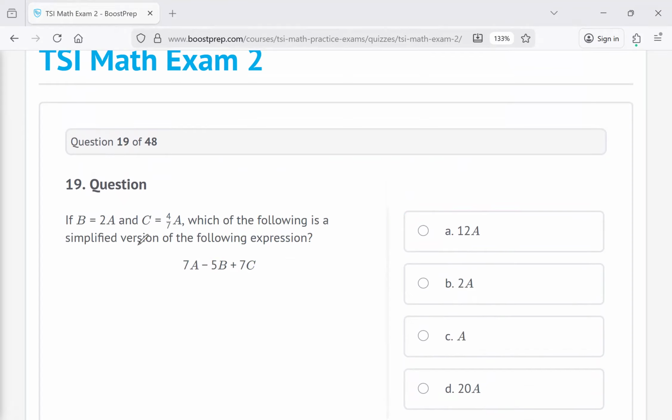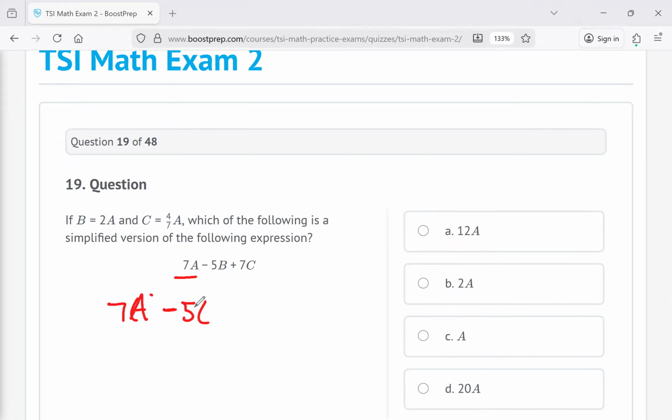If b equals 2a and c equals 4/7 a, which of the following is a simplified version of the following expression? So all you've got to do is plug in your values. And if you look at all the choices, your final answer is in terms of a. So if you got b or c, you know it's wrong. So the first one, 7 times a, and we said we don't know what a is, so we'll call it a.